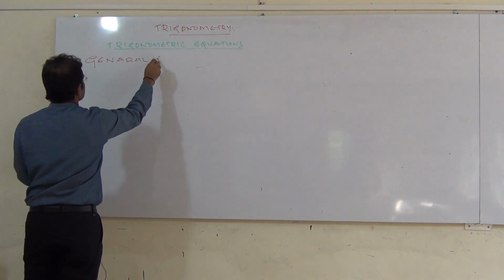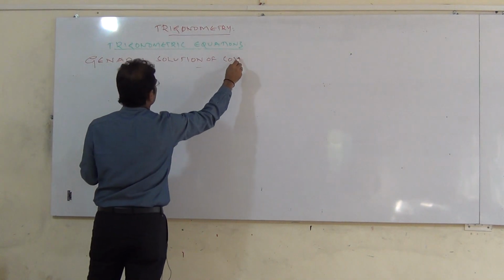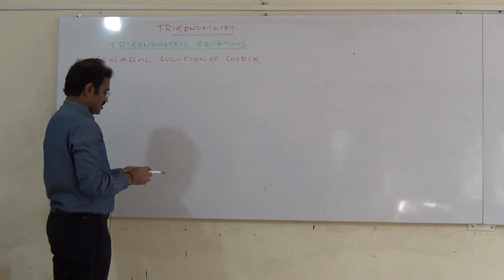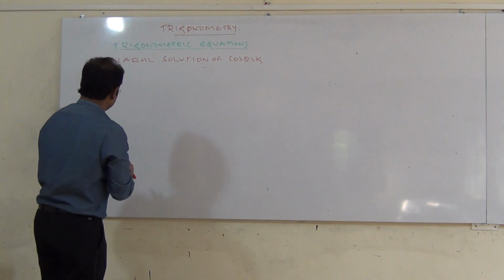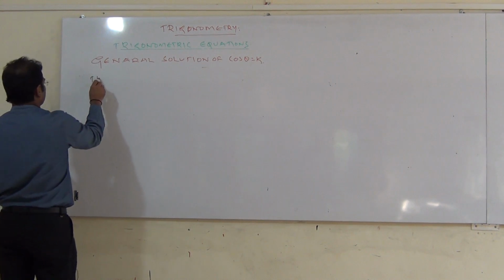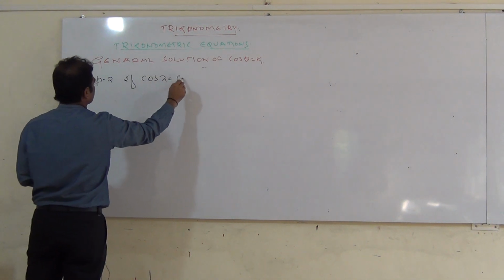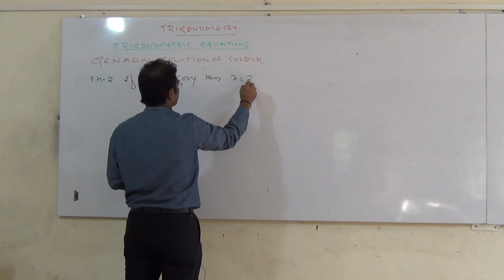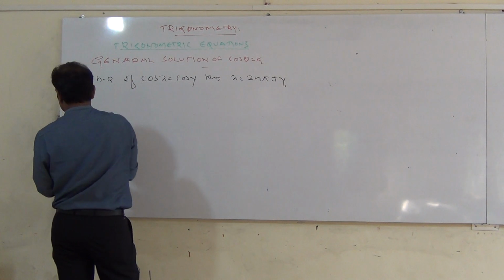The next one is the general solution of cos theta is equal to k. Or I write that one as a theorem. Theorem number 2. If cos x is equal to cos y, then x is equal to 2n pi plus or minus y. So this is the second theorem.